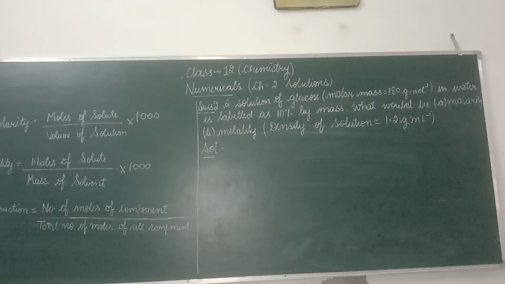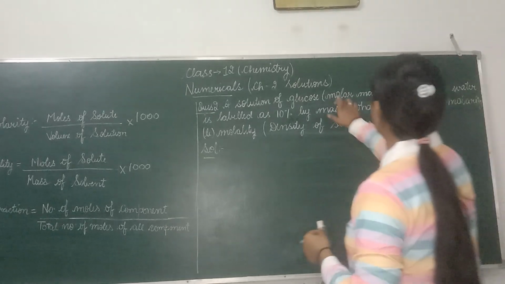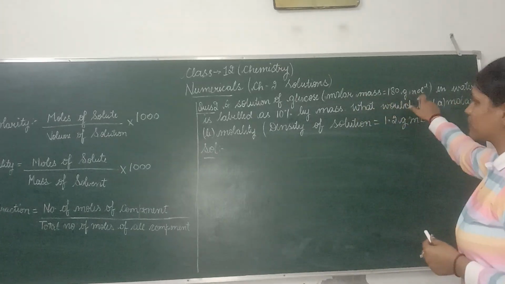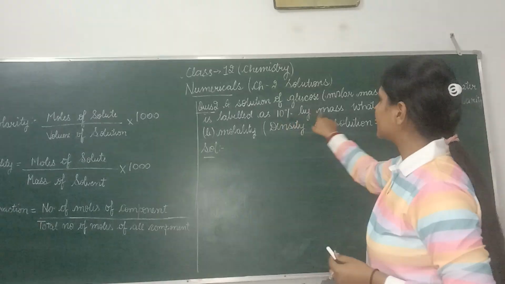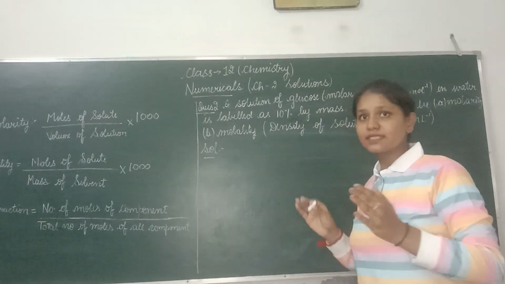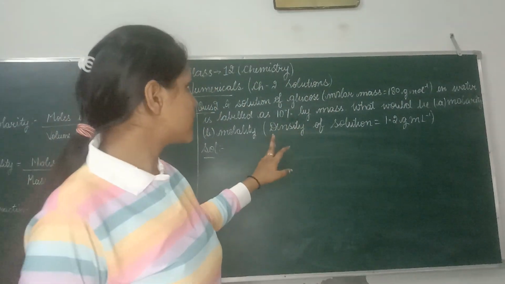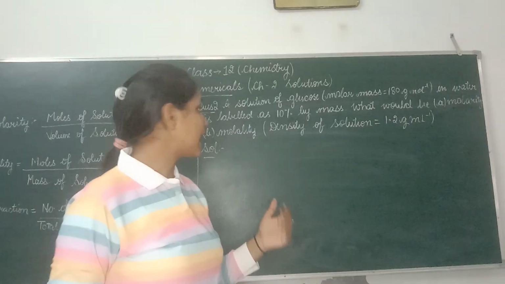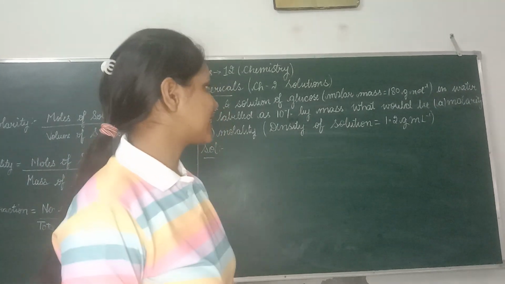So our next question is: a solution of glucose, whose molar mass is 180 grams per mole. A solution of glucose in water is labeled as 10% by mass, which means the solution has 10 grams of glucose in the total mass. What would be the molarity and molality, and the density of the solution is given to be 1.2 gram per liter.